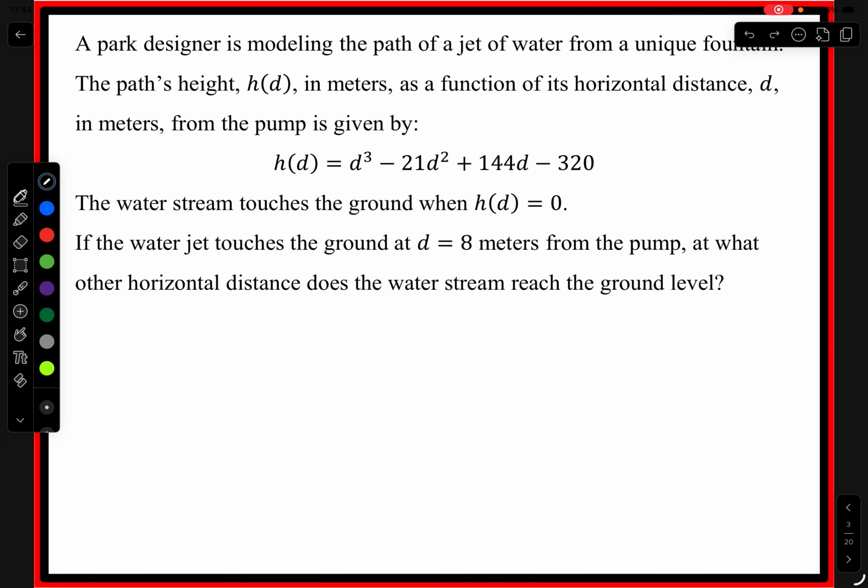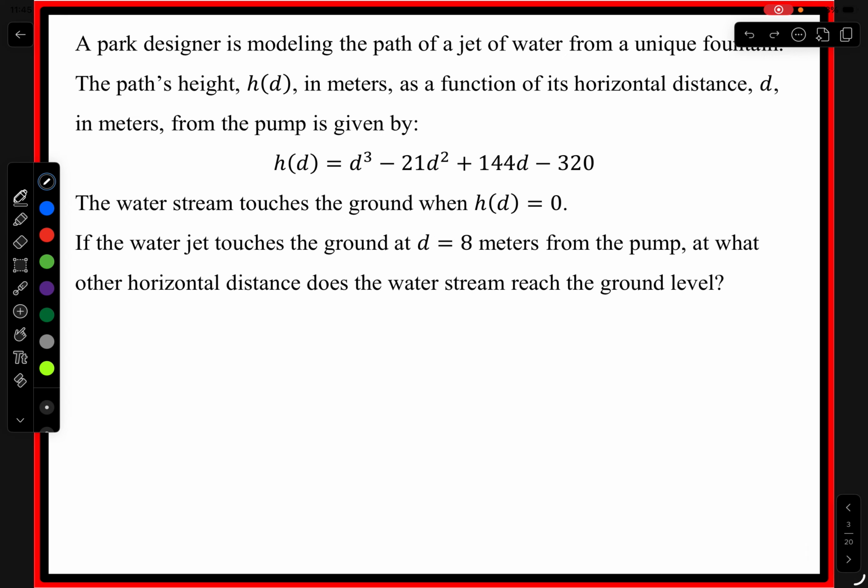In this example, a park designer is modeling the path of a jet of water from a unique fountain. The path height, h of d, is in meters and is a function of the horizontal distance d, in meters as well, from the given pump. That can be expressed by this function that we see here.